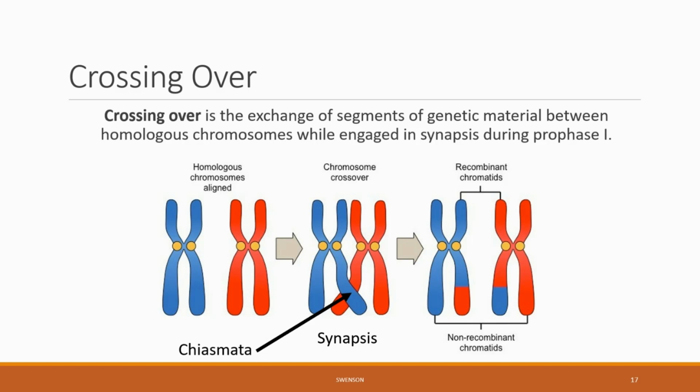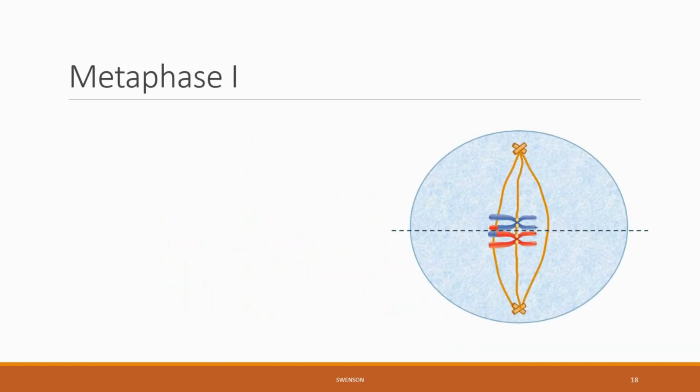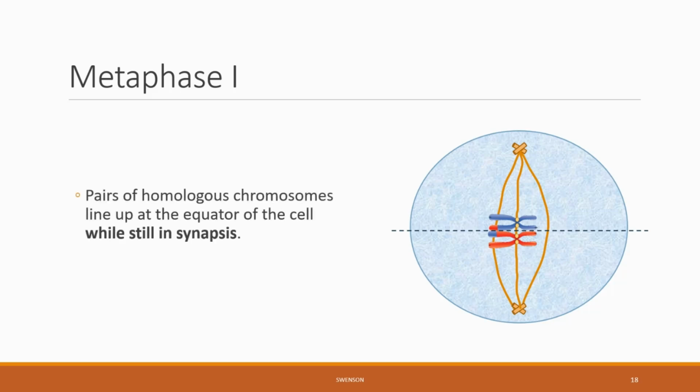Crossing over is the process of exchange of segments of genetic material from one specific location of homologous chromosomes to the other chromosome. The sites at which crossing over occurs are called chiasmata. In metaphase I, pairs of homologous chromosomes line up at the equator of the cell while still in synapsis.